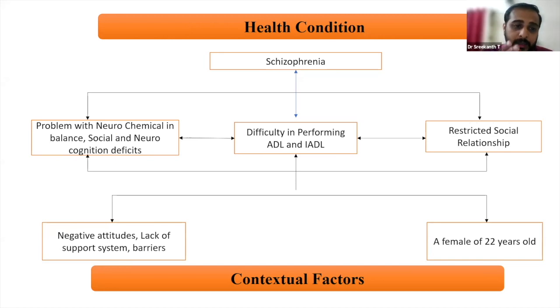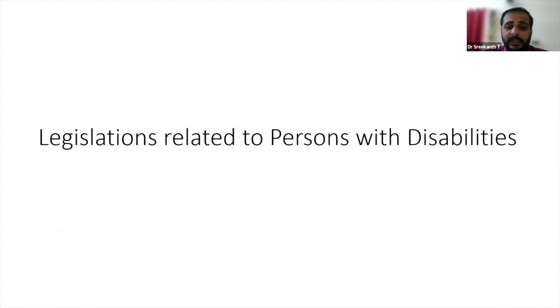In terms of mental health condition, the problem with the neurochemical imbalance or social and neurocognition deficits could be an impairment. Difficulty in performing activities of daily living or instrumental activities of daily living could be a disability condition. Restricted social relationship could be a social participation restriction. And the contextual factors: negative attitude, expressed emotion from the family, lack of support system, and barriers in terms of lack of access to mental health care facilities or any other difficulties in getting proper treatment. And in terms of individual factors, which could be gender, age, some of these factors can contribute. So in the next section, we will move to some of the legislation related to persons with disability.